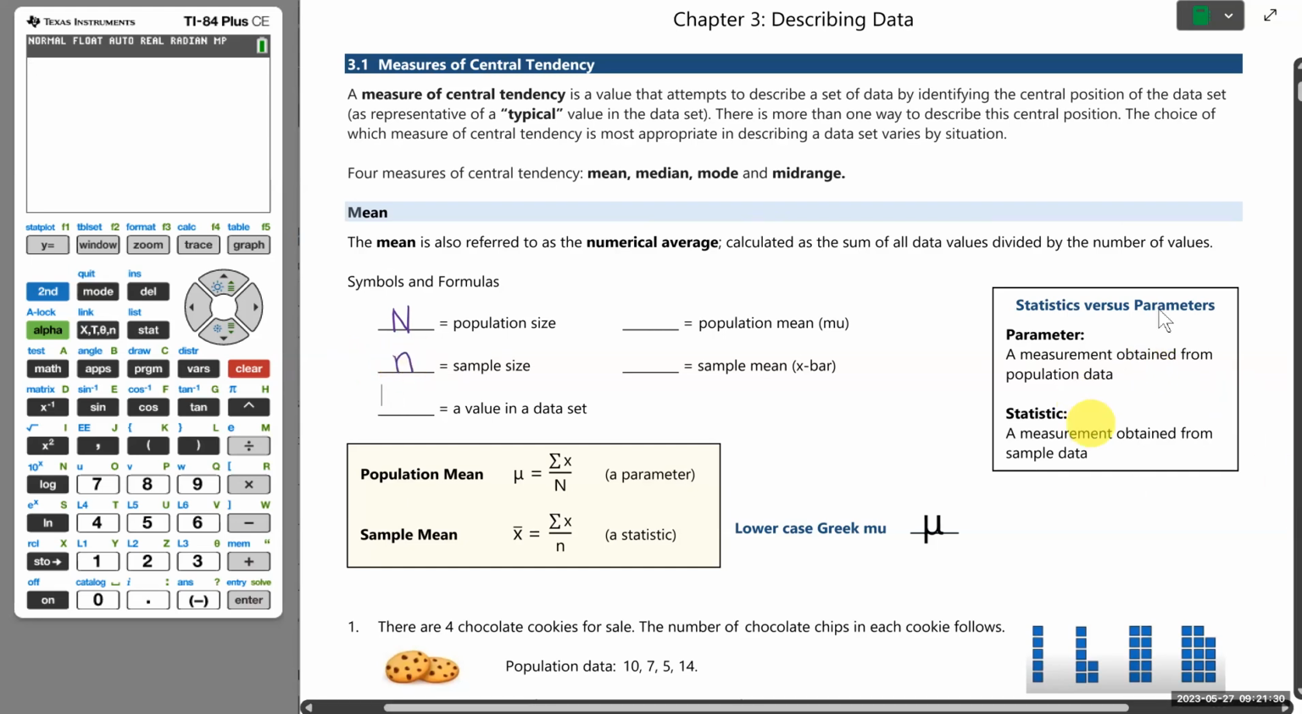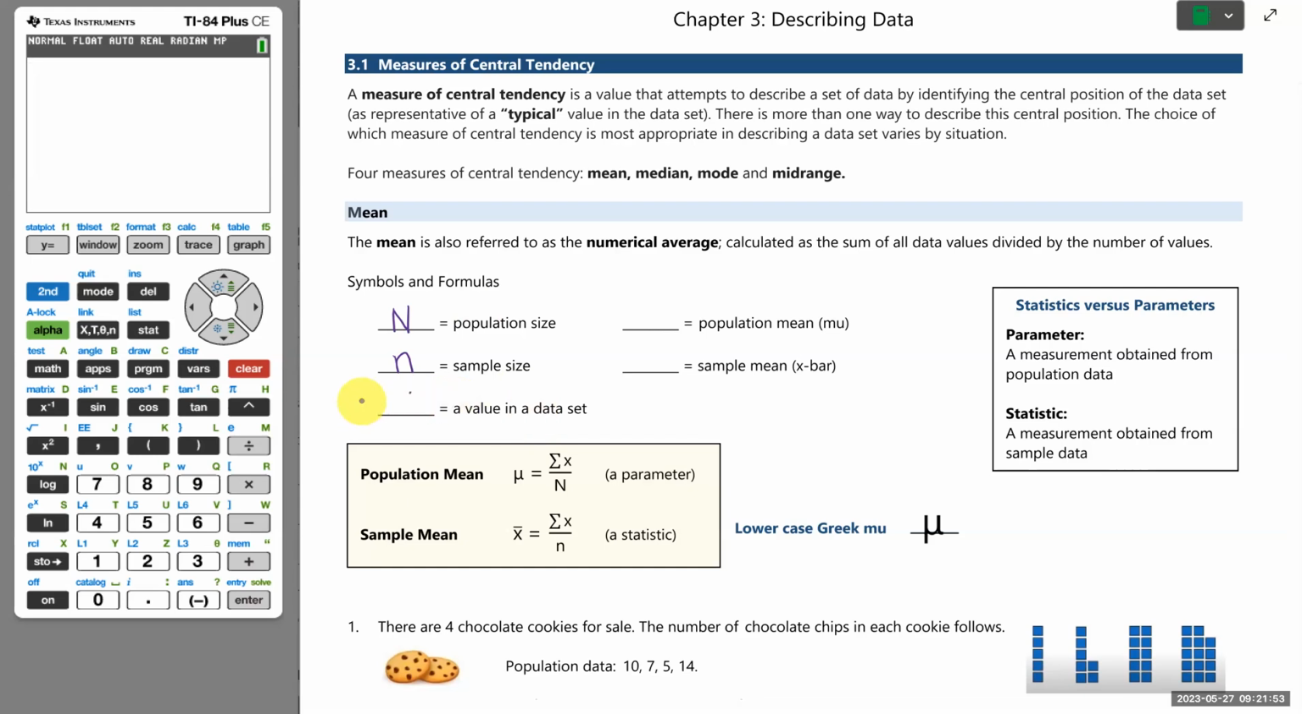So just a reminder over here, parameters. A parameter is a measurement obtained from population data if we are able to access an entire population, as opposed to a statistic, which is a measurement obtained from a set of sample data. All right, so 2 different symbols here. And then any value in a data set will be using X to represent a data value.